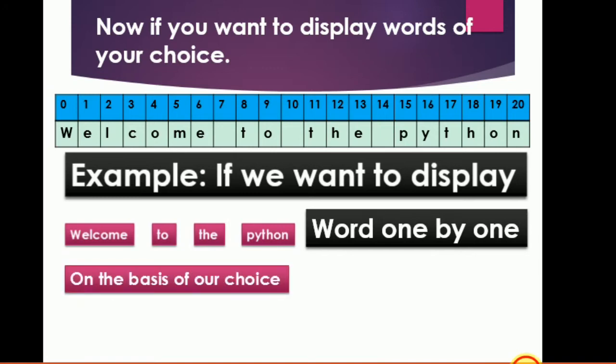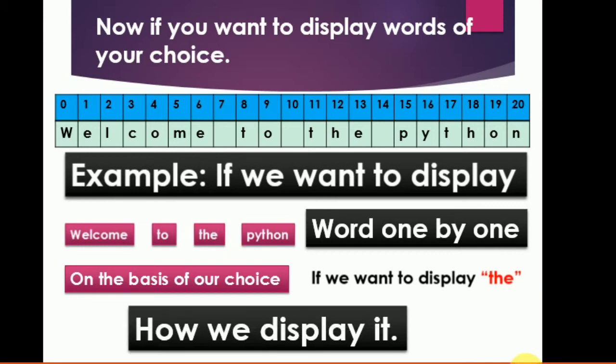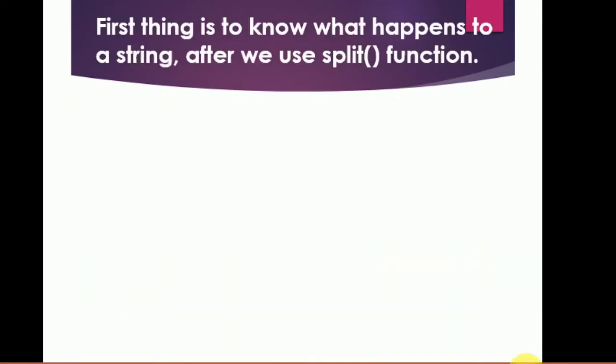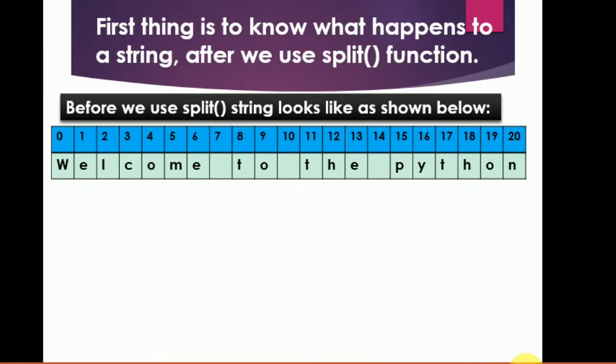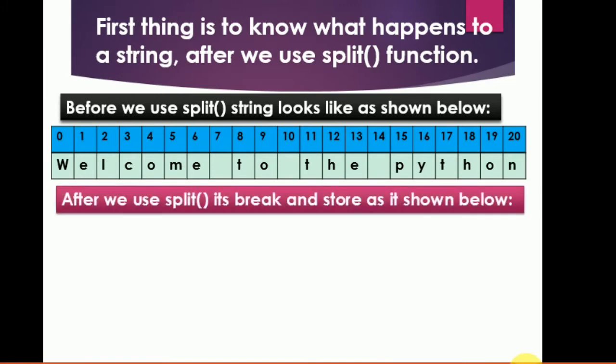On the basis of our choice, we want to display the third one. Now how are we going to display? First thing, what happened to the string after we use the split function? Before the split, you already know that the string is stored with index values 0, 1, 2, 3, 4, 5, 6. After you use split, it breaks and is stored as shown below.